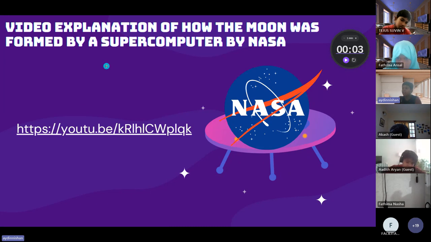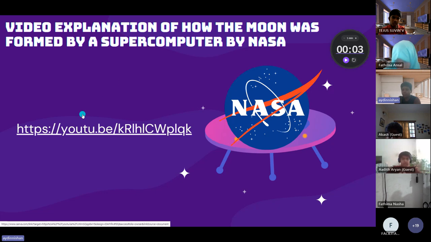Now, this is a video explanation of how the moon was formed by a supercomputer by NASA. This is one of the most high resolution images of how the moon was formed.